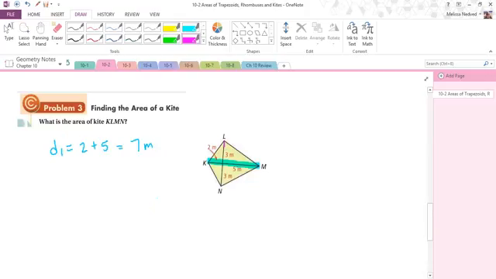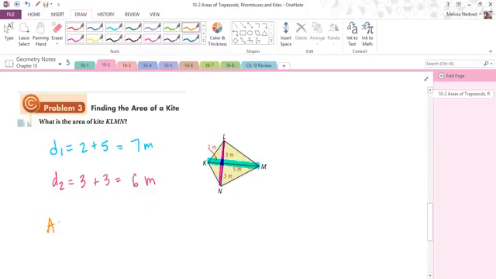Now if I look at diagonal 2, I'm going to call that the vertical one, and again, you could switch these if you wanted to. Again, make sure you have that full length. So the top portion of that diagonal is 3 meters, and the bottom portion is also 3 meters. And in the case of a kite, you should always have one diagonal where you have the same length on top and bottom, or left and right, depending on the orientation. And 3 plus 3 gives me a diagonal of 6 meters.